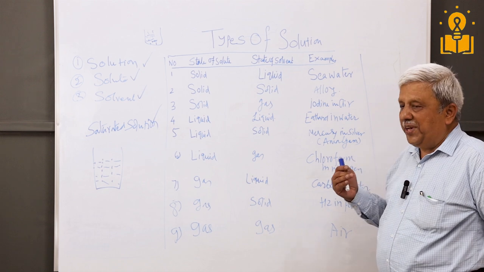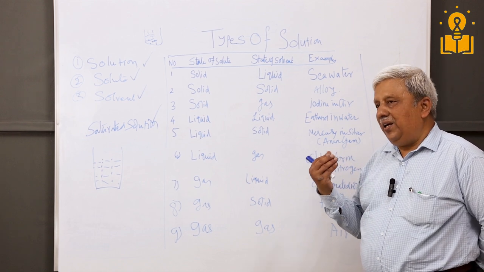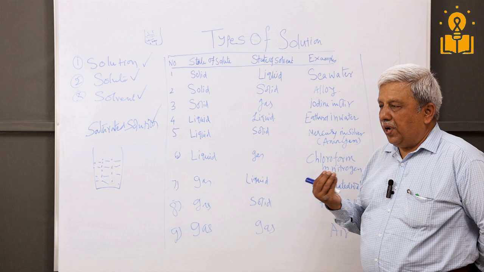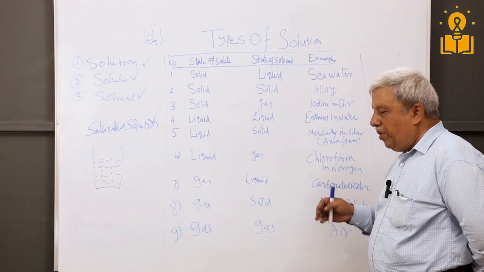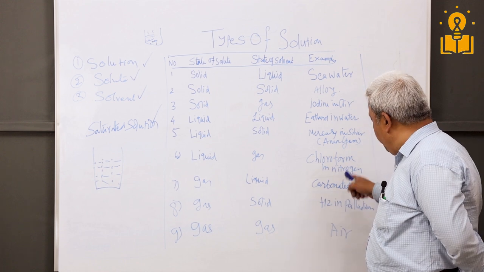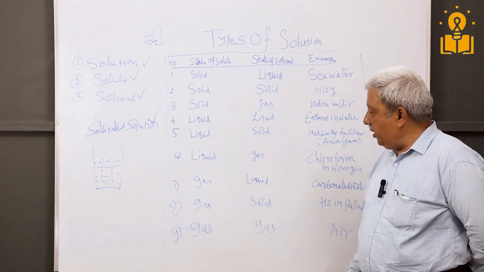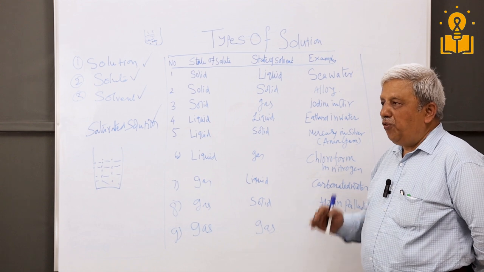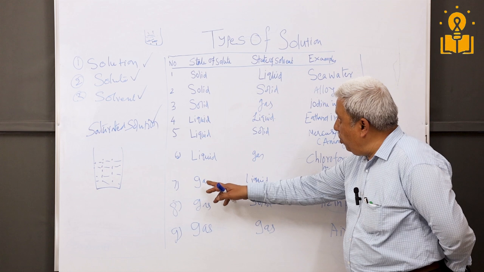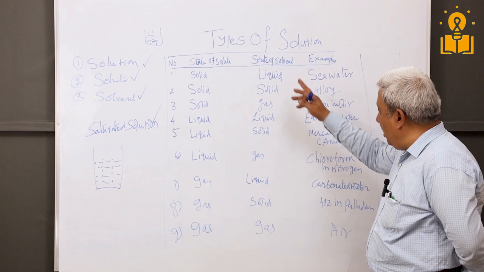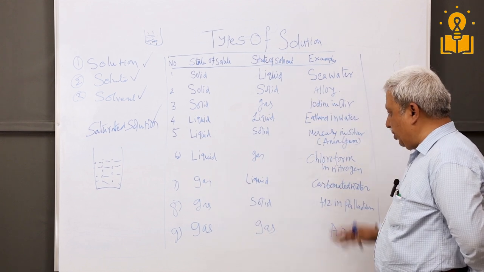Because what we do basically is take any other solution of any juice, mix it with water, and in that we mix the gas, that is CO2. So that carbonated water is a mixture where the solute is gas and the solvent is liquid.